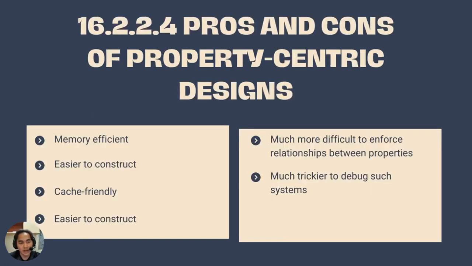And these are the pros and cons. The pros of property-centric design are that it is memory efficient, easy to construct, and cache-friendly. By storing data contiguously in RAM, we can reduce or eliminate cache misses, so it is more optimized for most modern gaming hardware. The cons are that it is much more difficult to enforce rules between properties and much trickier to debug.